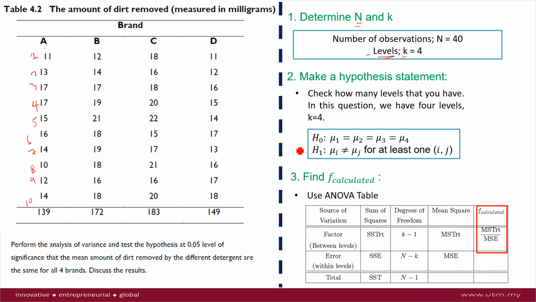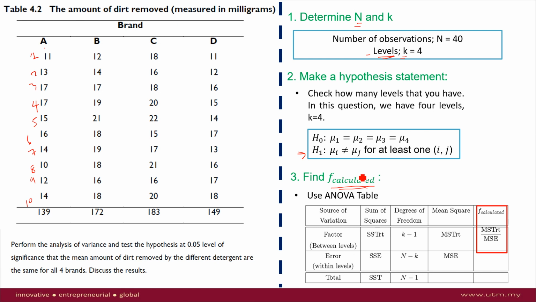For the hypothesis statement, remember that since we have 4 levels, your mu goes up to 4 only. And your alternative would be the same: mu i is not equal to mu j for at least one pair i, j. So you need to rewrite this statement. It would be the same for every example in this chapter. After you make the hypothesis statement, we want to find the value of your F. For this chapter, we are going to reject or accept by comparing the value of your F test and the F critical value.